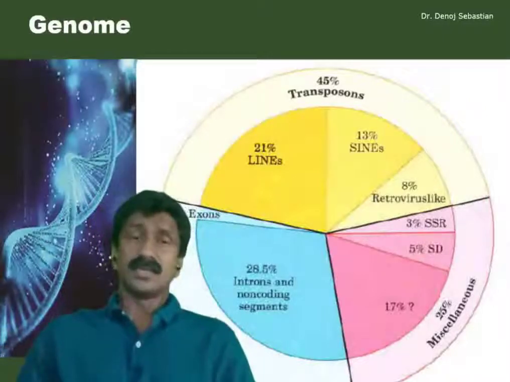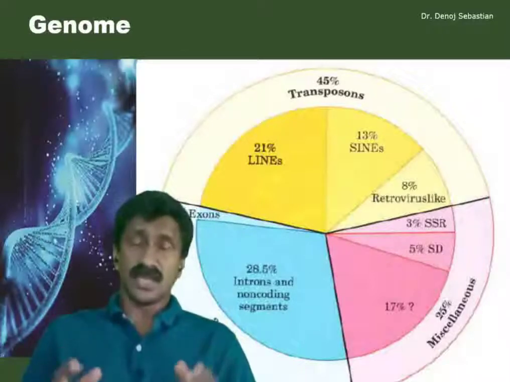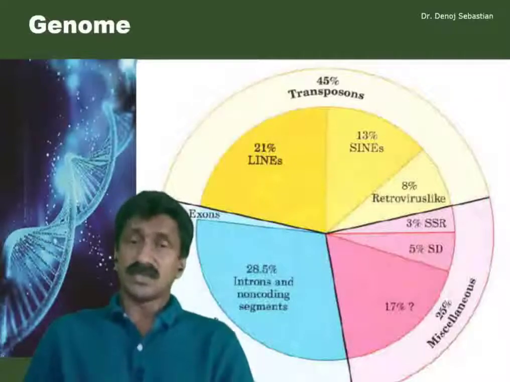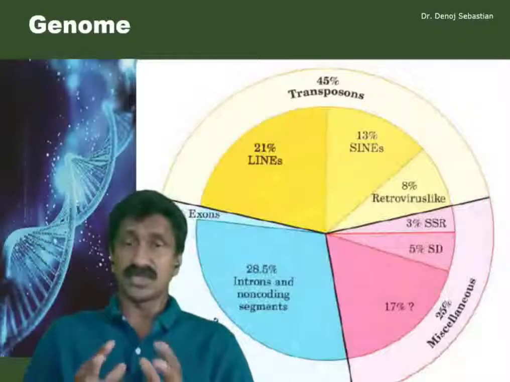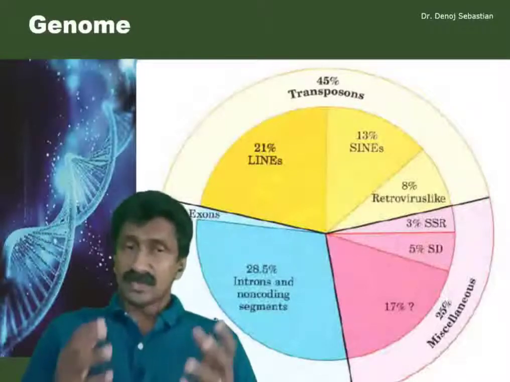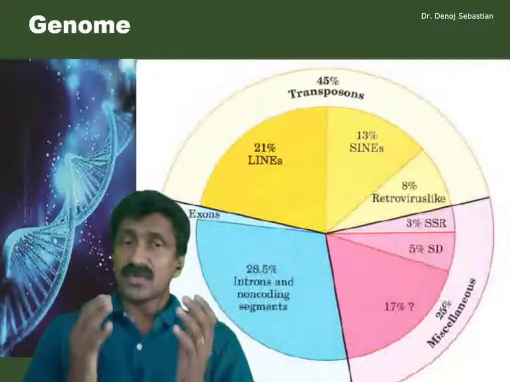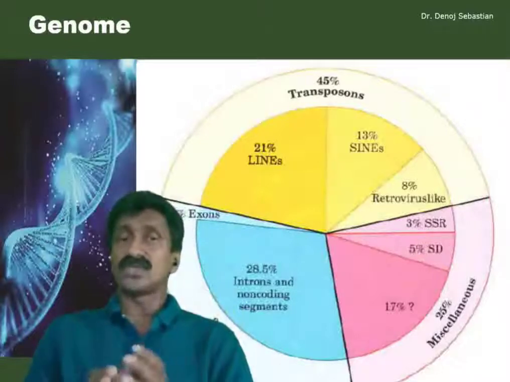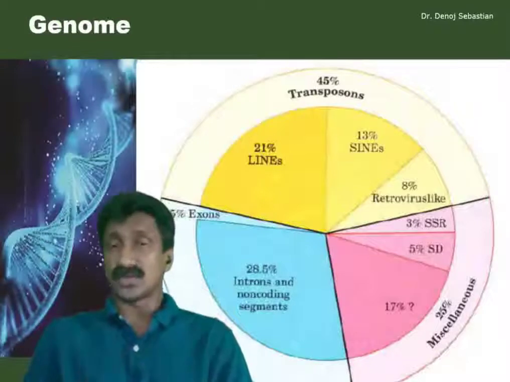The LINEs, which are also known as long interspersed elements, are a group of genetic elements that are found in large numbers in eukaryotic genomes, comprising about 21% of the human genome. And 99.9% of which is no longer capable of any retrotransposition and therefore considered as dead or inactive.